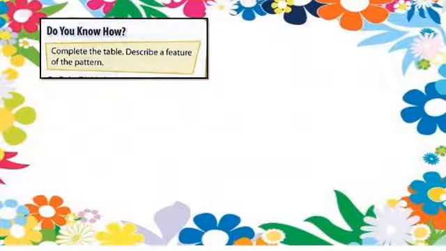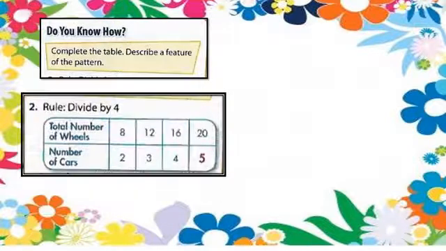And let's proceed to the next one. Complete the table, then describe a feature of the pattern. So in this problem number 2, the rule states divide by 4. So the total number of wheels will be divided by 4. Okay? So that's the number of cars.